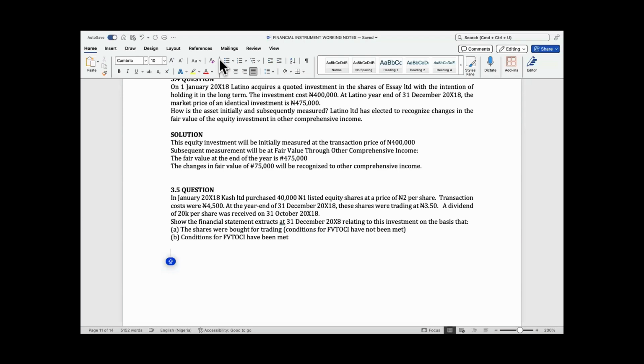Relating to this investment on the basis that A, the shares were bought for trading, conditions for fair value through other comprehensive income have not been met. B, conditions for fair value through other comprehensive income have been met.